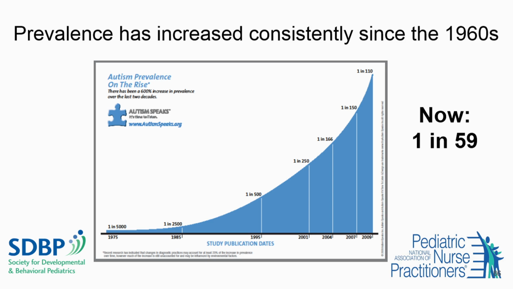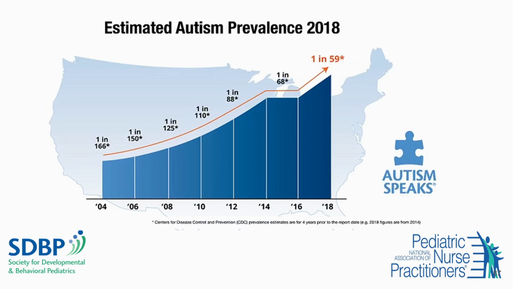All right. So I wanted to talk now a little bit about prevalence and etiology. And the prevalence has really been increasing dramatically since the 1960s. Currently it's listed as 1 out of 59. But when I started in the field back in the 1990s, it was 1 out of 1,000. So it's increased dramatically, even tenfold in the last 15 years. Well, what is the reason for that?